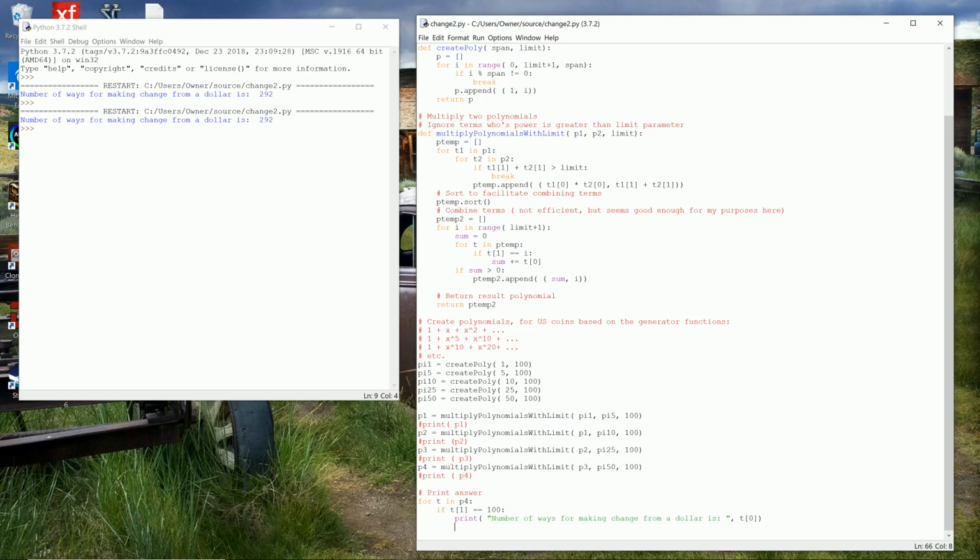To find the answer for the number of ways to make change for a dollar, I'm going to multiply all these polynomials together. And then I'm going to look to see what the coefficient is for x to the 100th power.